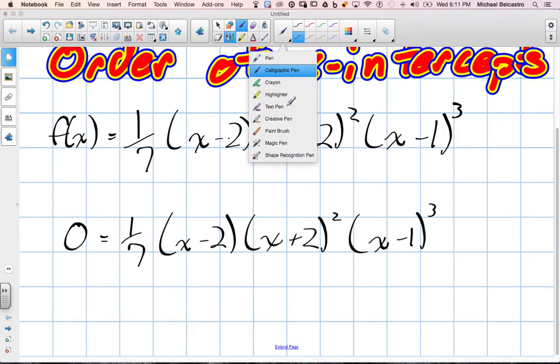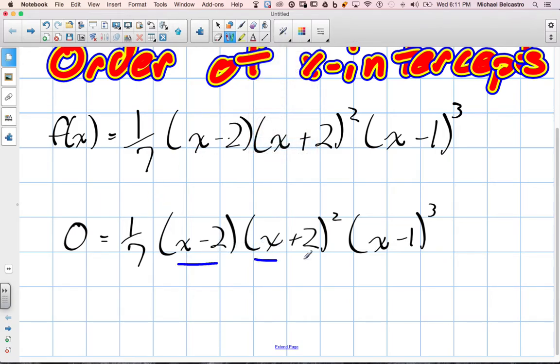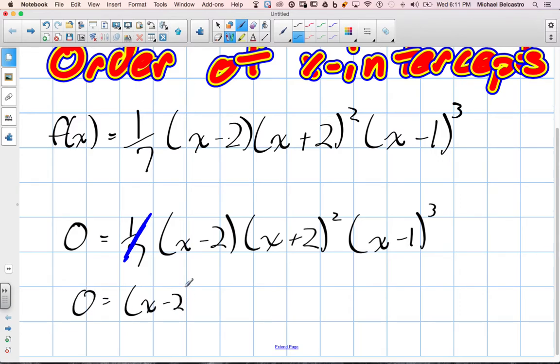What we want to do is isolate each of these sets of brackets. We have this 1/7 here, and because this is all multiplication, to move 1/7 to the other side we would divide, so 0 divided by 1/7. Even though it's a fraction and looks complex, 0 divided by anything is just 0, so it cancels out. Really what we're working with is 0 equals (x minus 2), (x plus 2) squared, and (x minus 1) cubed.